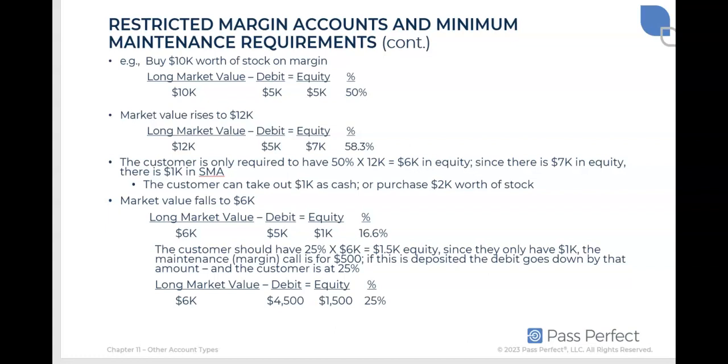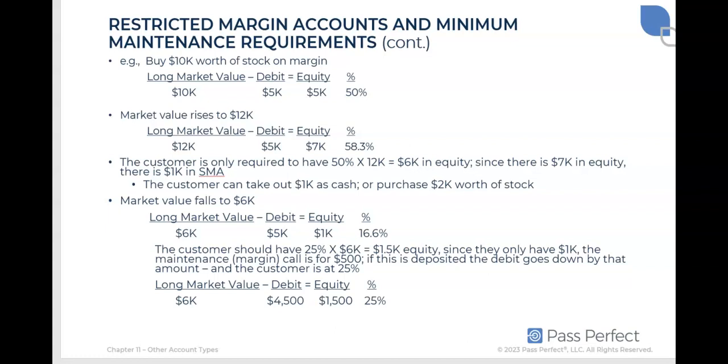So that $1,000, they can use as a line of credit. That excess equity is a credit to their special memorandum account. What can you do with a $1,000 line of credit? You can withdraw $1,000 in cash, purchase $1,000 worth of non-marginable securities like low-price stocks, or purchase $2,000 worth of marginable securities, making again the 50% down payment.